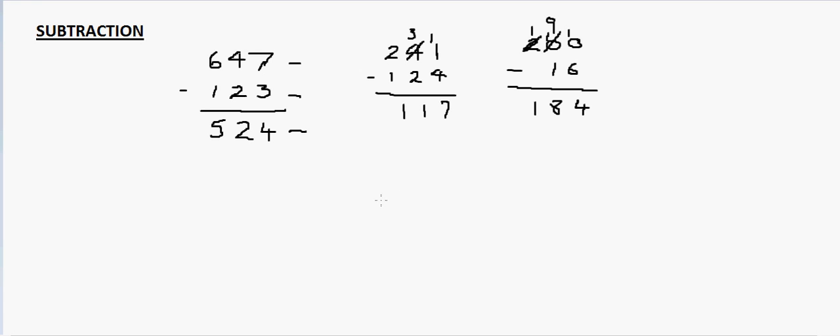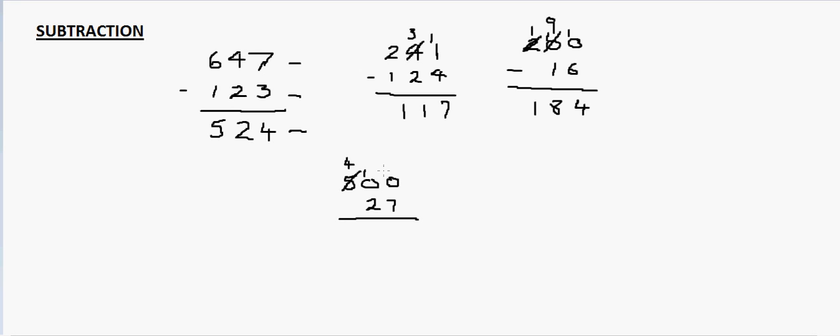Okay, so if I just do this again, so let's say we've got 500 take away 27. Okay, now we can't take 7 from 0 and we can't borrow, so we borrow from the next number. So this will go down to 4, and this number gets paid over. So we've borrowed 1 from the 5 and taken it over to the next number. So now, instead of being 0, this is 10.